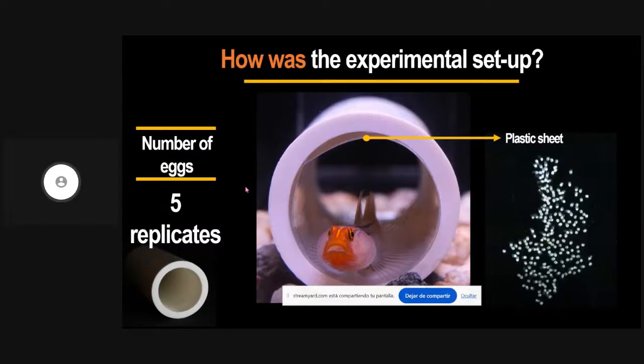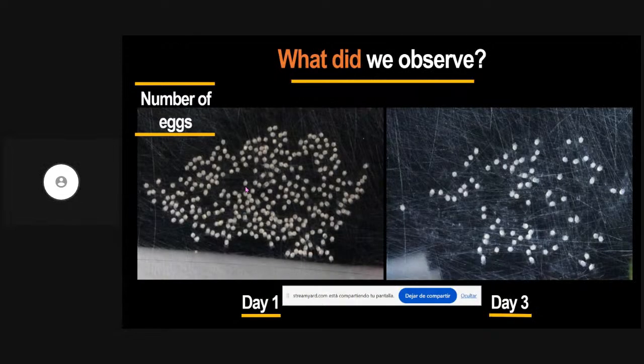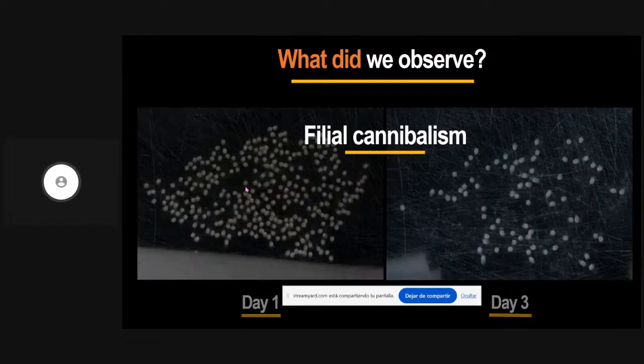From these photographs, we were able to count the number of eggs every single day, and we see in some cases a reduction in the number of eggs, as we can see here in day 1 compared to day 3 of development. Day 1 is the day of spawning. This was the first incidental result of filial cannibalism.